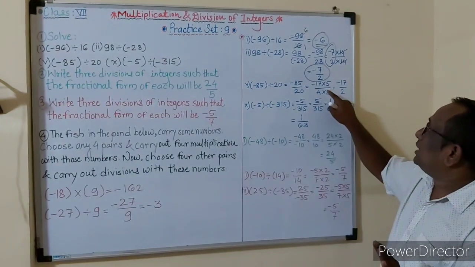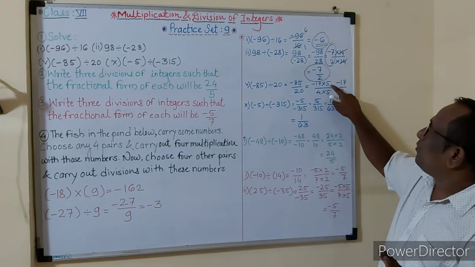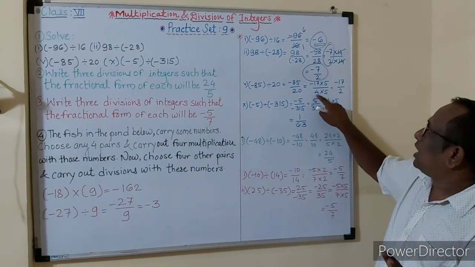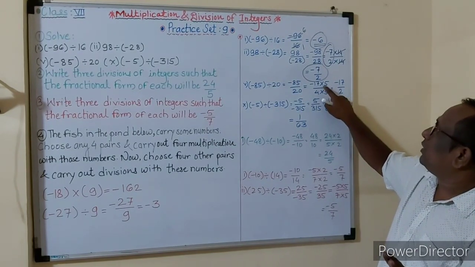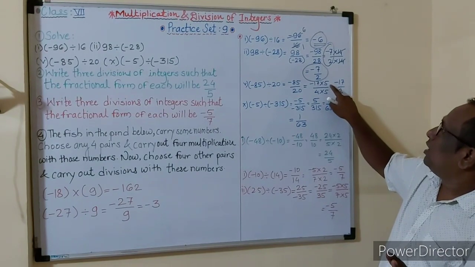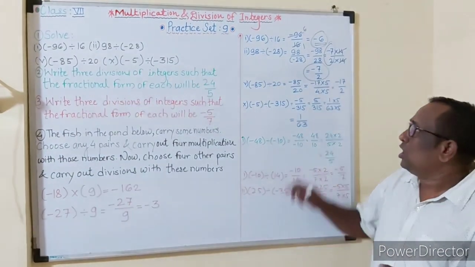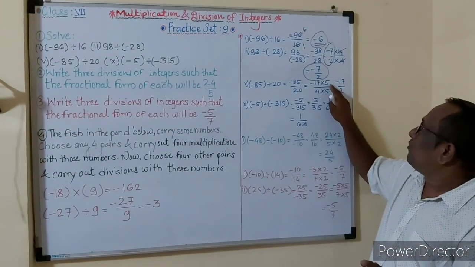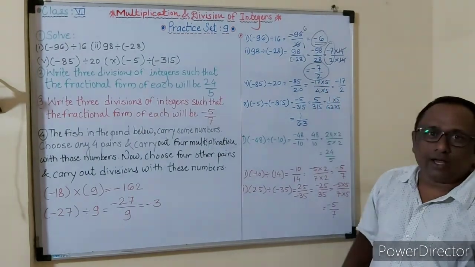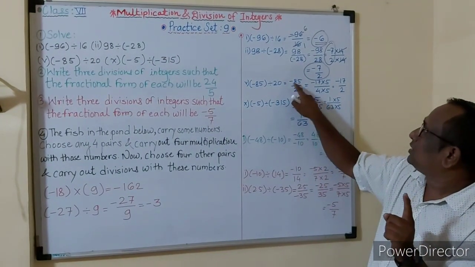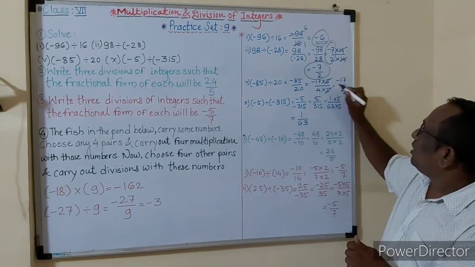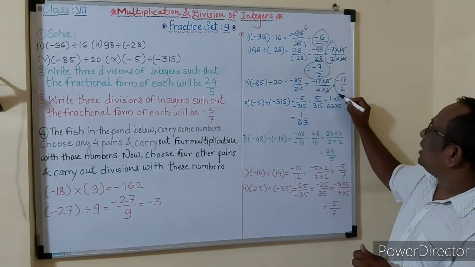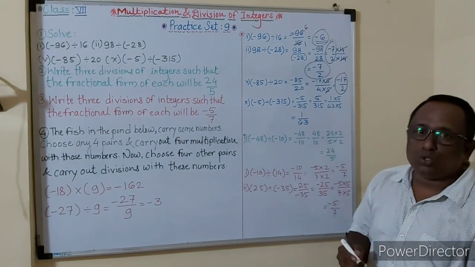So in the 5 table, 5 fours are 20, and 5 seventeens are 85. So 5 fours are 20, 5 seventeens are 85. Again, the numerator has a minus sign, so we have to give the minus sign. Now this 5 cuts, and so we get minus 17 upon 4.